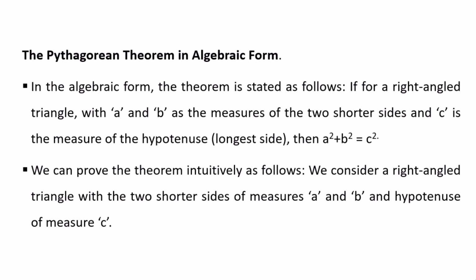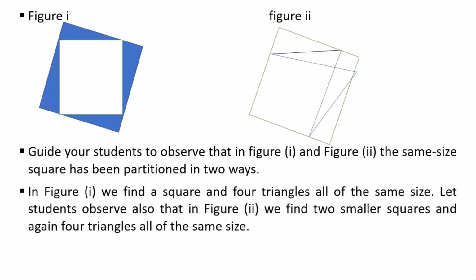We consider a right angle triangle with the two shorter sides of measure a and b and the hypotenuse of measure c. You can guide your student to observe that we have two figures here, figure I and figure II. The same size square has been partitioned in two ways. These are the two ways that we have been partitioning them. Now in figure I, we find a square, this is the square in figure I, and 4 triangles all of the same size: 1, 2, 3, 4. So these are 4 triangles.